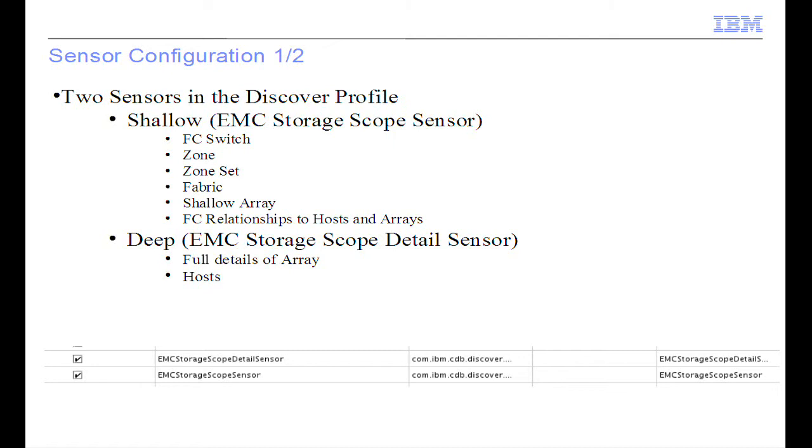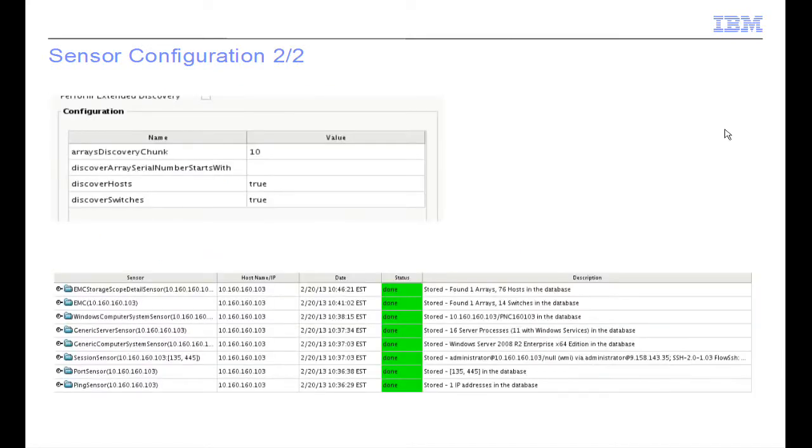The second sensor, the EMC storage scope detail sensor, was introduced to improve scalability. The purpose of this sensor is to discover deep information on the array, disk drives, logical devices, and all hosts that are connected to the array. The EMC storage scope sensor is enabled by default in the Level 3 profile.